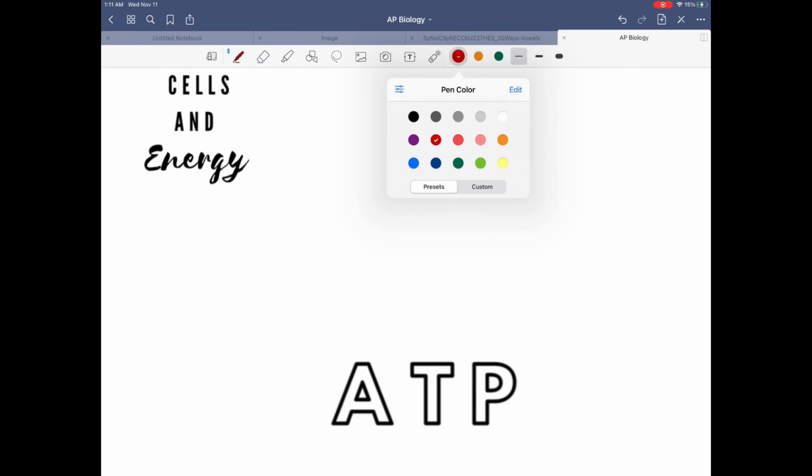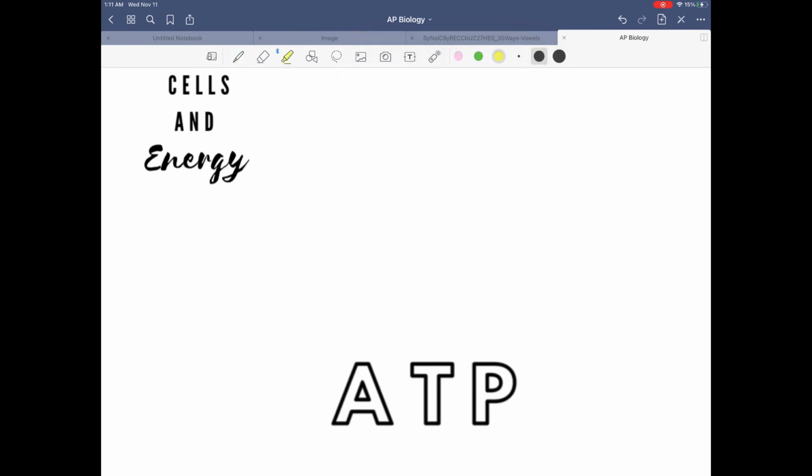Let's talk about cells and energy. So you need to understand that our cells are not at equilibrium.